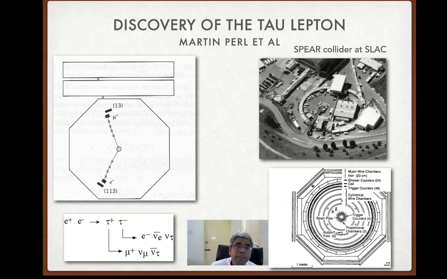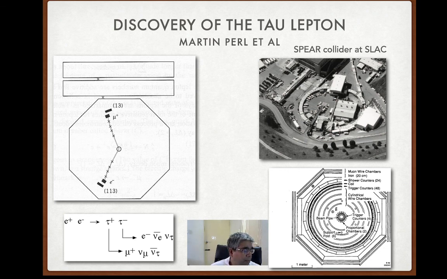So this is the discovery channel, which is the Mark I detector, and this is the accelerator, the SPEAR collider at SLAC. Now, with the discovery of the tau lepton and charm quark, people thought that they had discovered all the fundamental particles, but it was not sure whether there could be more.